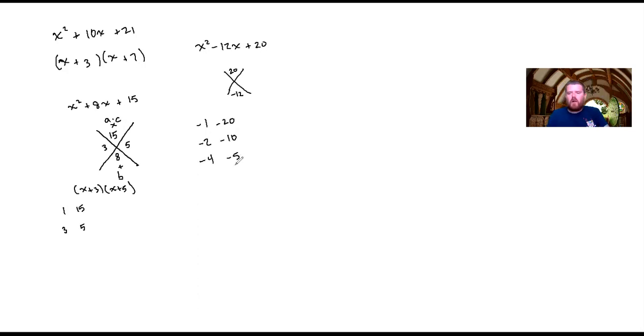And you don't have to write them all out. Some of you can do this in your head, but once you get to the correct answer, you can stop. Right? So looking here, minus 2 and minus 10. If I add those, I get negative 12. If I multiply them, I get a positive 20. Therefore, this factored is x minus 2 times x minus 10.